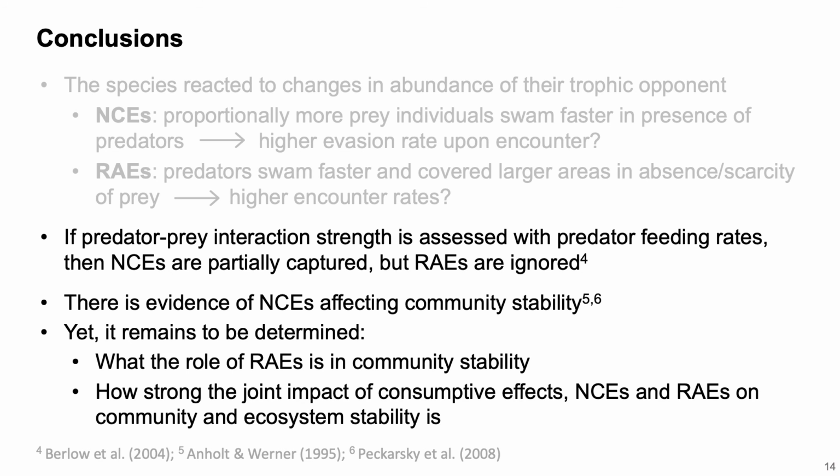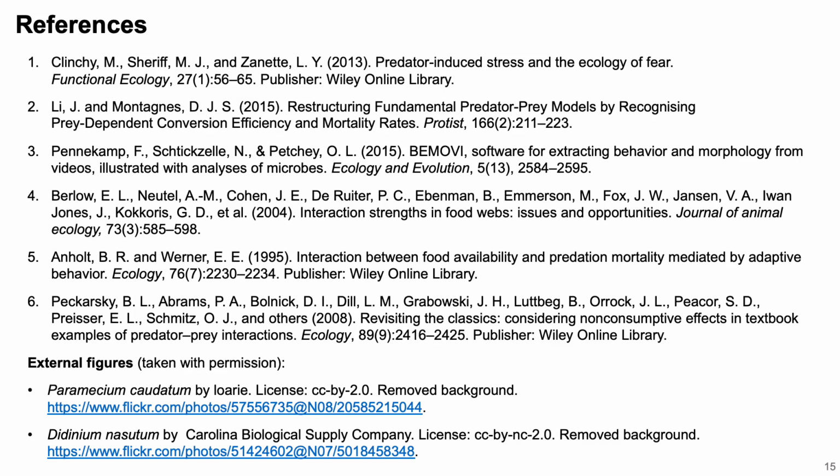The estimation of predator-prey interaction strength should therefore account for consumptive, non-consumptive, and resource availability effects. Further, there is strong evidence of non-consumptive effects affecting community stability, but it remains to be determined what the role of resource availability effects is in this regard, and thus also how strong the joint impact of consumptive, non-consumptive, and resource availability effects is on community and ecosystem stability.